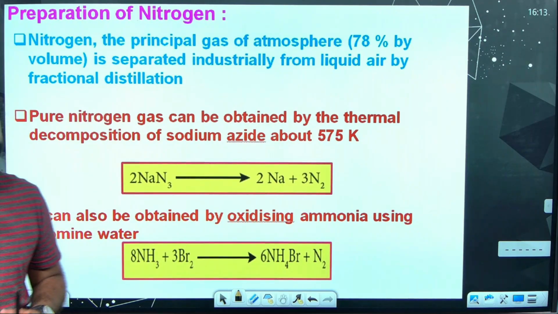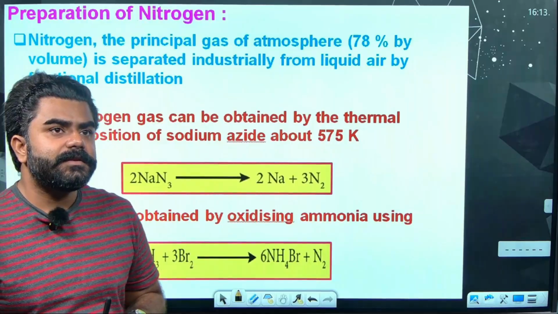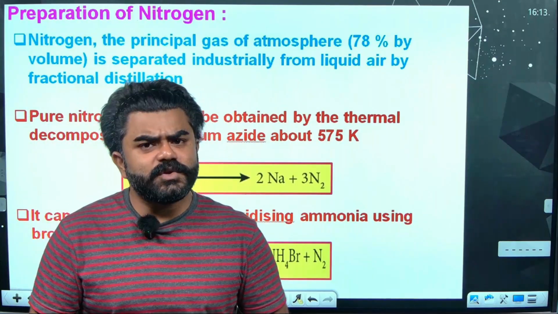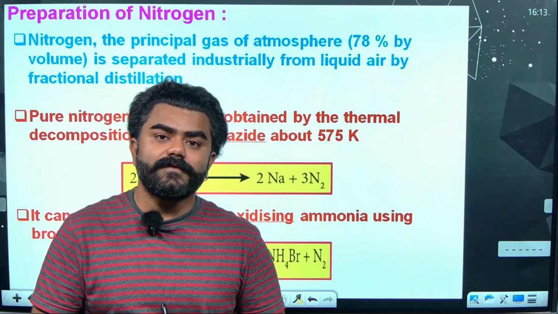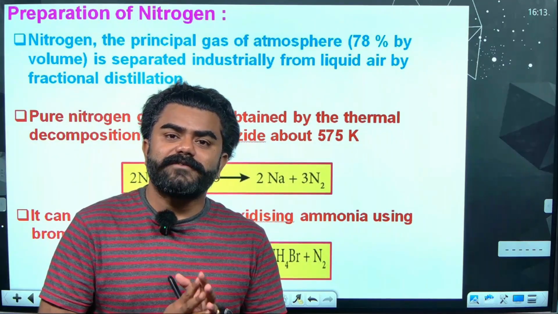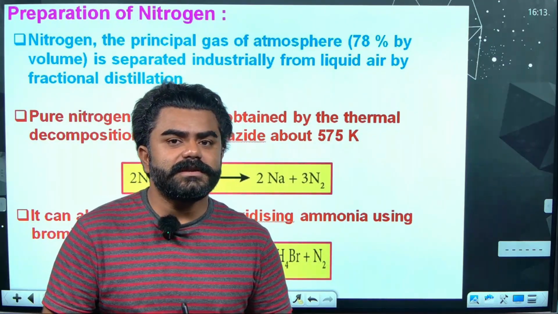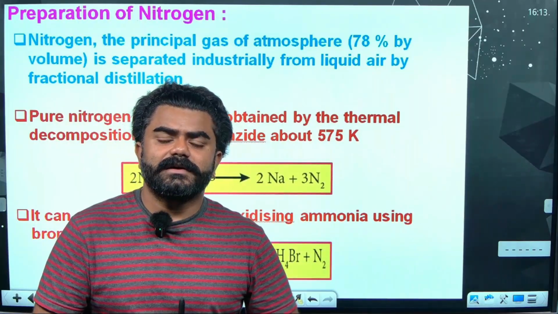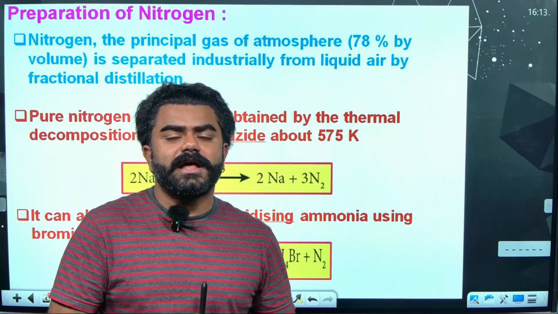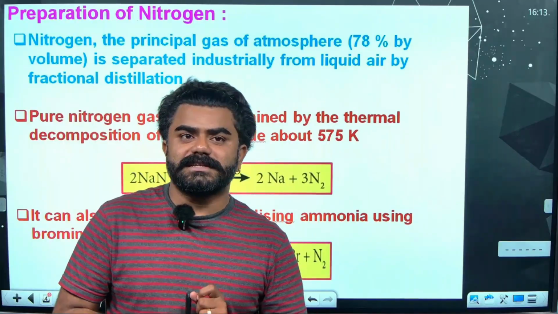Now let us see the preparation of nitrogen. Nitrogen, as you know, it is the principal element in the atmosphere. That means it consists of around 78% of nitrogen. Then others are oxygen, carbon dioxide and other gases இல்லையா அட்மாஸ்ஃபியரில். அப்போ மேஜராக என்ன இருக்குது? இந்த நைட்ரஜன் தான் இருக்குது.